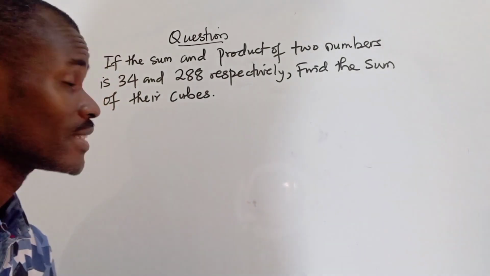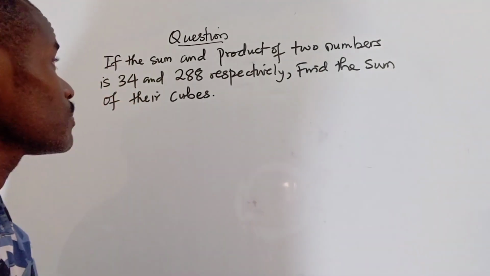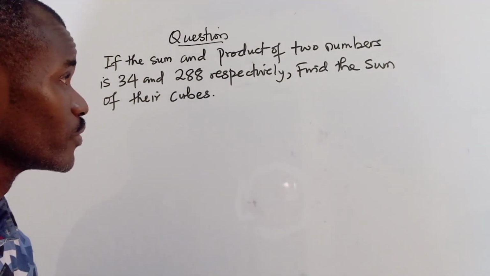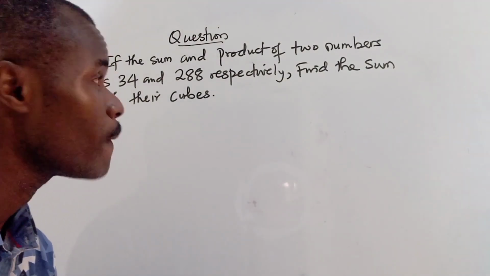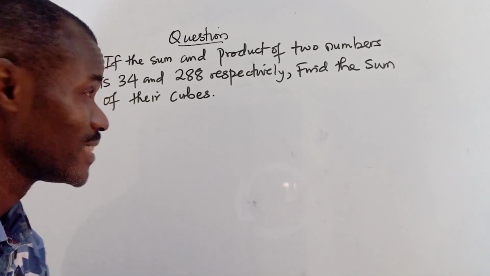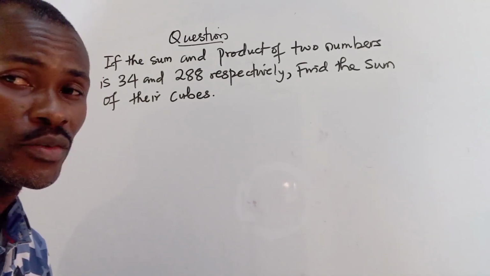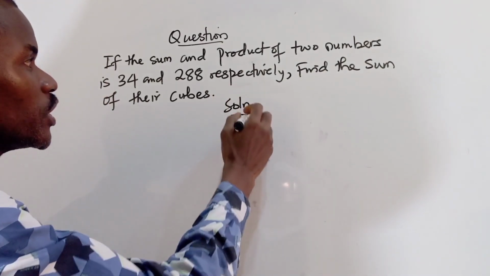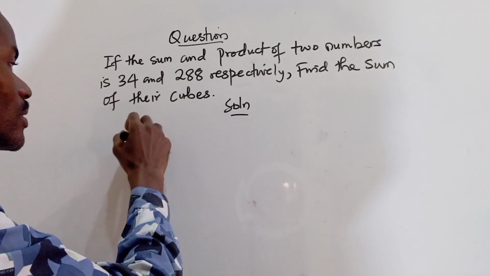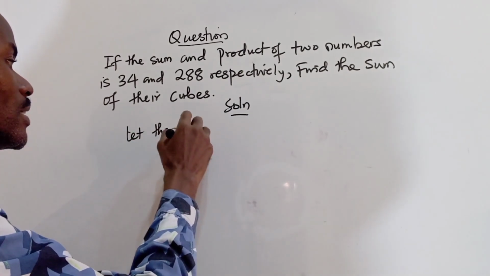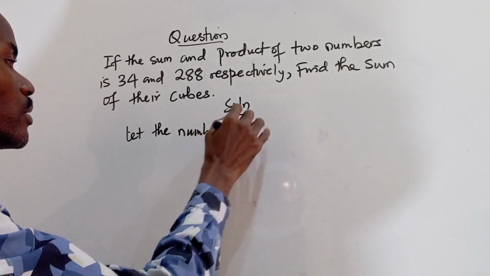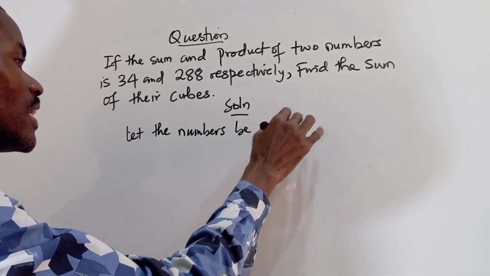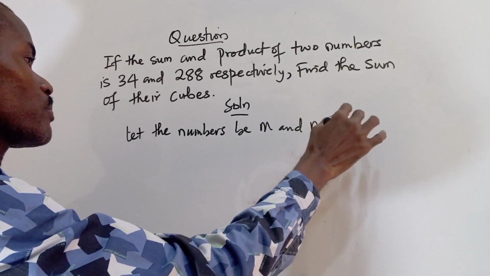Alright, so let's look at the problem on the board. It says if the sum and product of two numbers is 34 and 288 respectively, find the sum of their cubes. So how do we solve this? Our solution: let the numbers be m and n respectively.